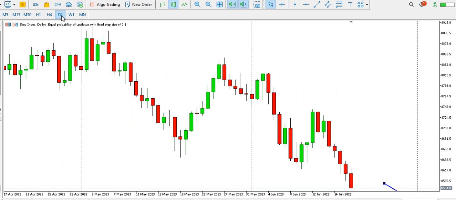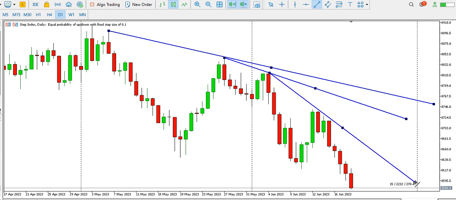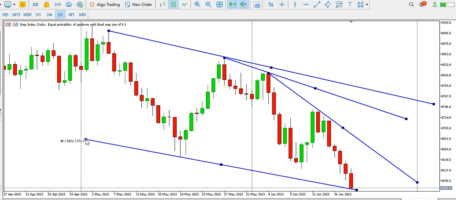But on the daily time frame, what do we have? Step index is bearish. On the daily time frame, we have a bearish trend in place as price continues to print lower lows. Okay, we have price printing lower lows and respecting descending trend lines. So step index, we expect price to retrace somewhere around here. We expect price to retrace back to this particular trend line and price to drop and break this particular structure.